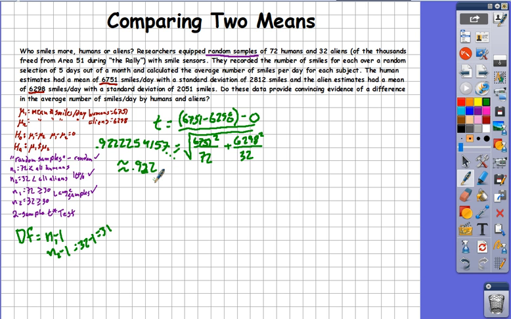So, go take a look at your table. How many degrees of freedom do we have? Right, we have 31 degrees of freedom, but 31's not on the table, is it? So, we are going to use 30 degrees of freedom from the table.